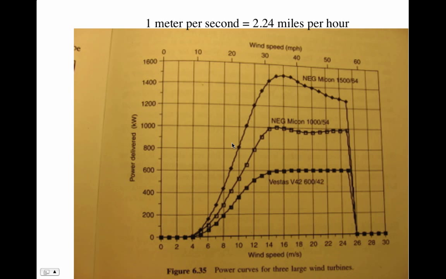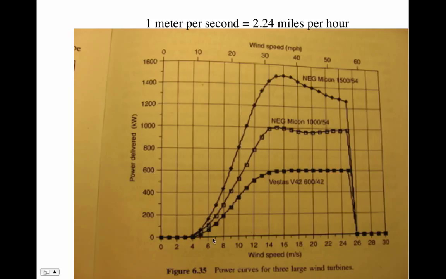So here are the power curves for some very large machines. This is a 1500 kilowatt machine. This is a different 1500 kilowatt. This is a 1000 kilowatt machine and a 600 kilowatt machine. These would be quite small wind turbines these days. Most wind turbines are up in the 2 to 4 megawatts. And maybe we could find one of these used and put it here at MUM.